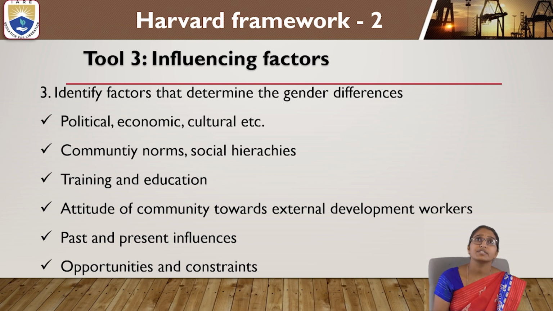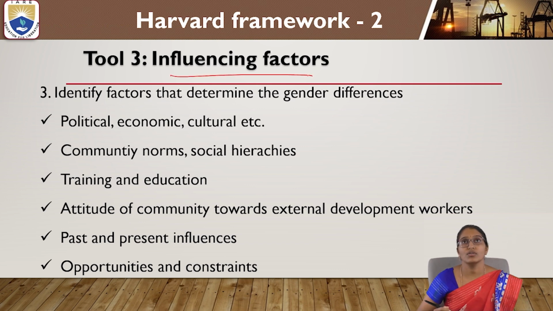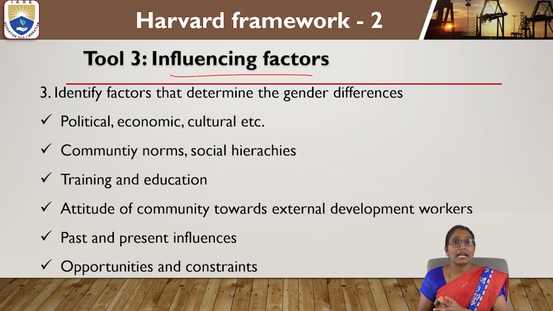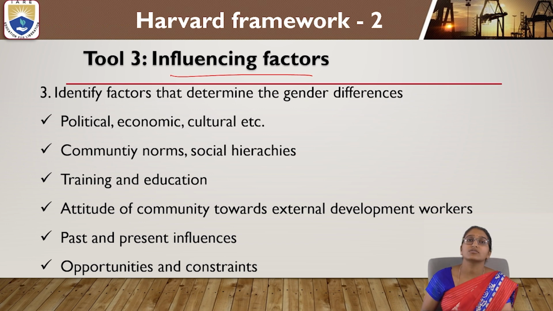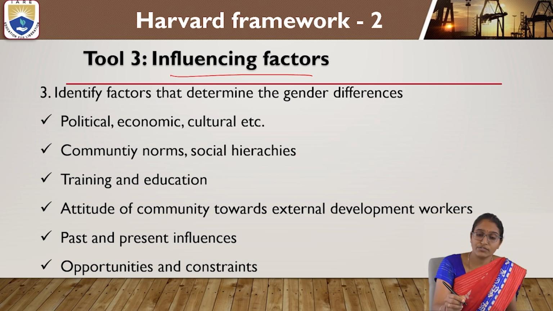Then coming to tool 3, what is that? Influencing factors. We have seen the access and control, and then what are the influencing factors. When you do some gender analysis, you have to consider all these factors. The first one is socio-economic factors, like who is doing what, at what time, and where. These are the first factors. The second one is access and control: who has access over what, and what is the control? What are the resources given to you, and to what limit are you allowed to access them? Then the third factor is the influencing factor.